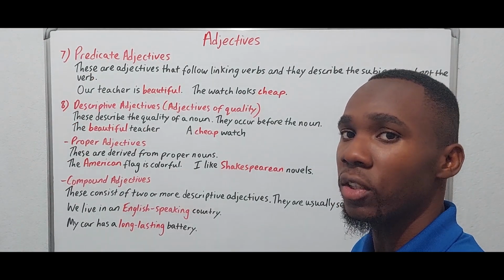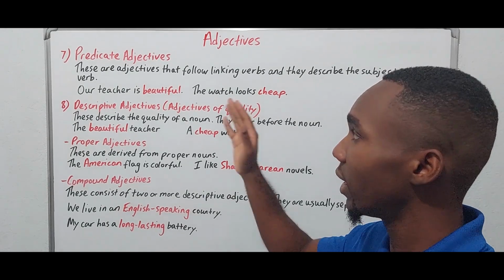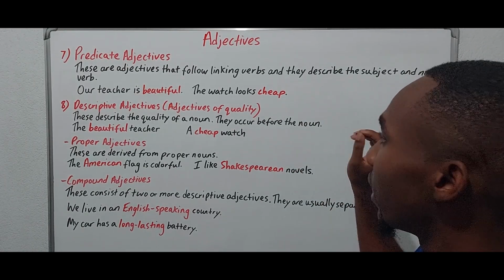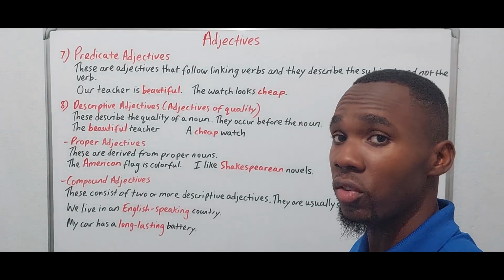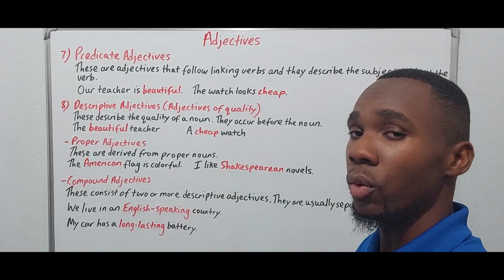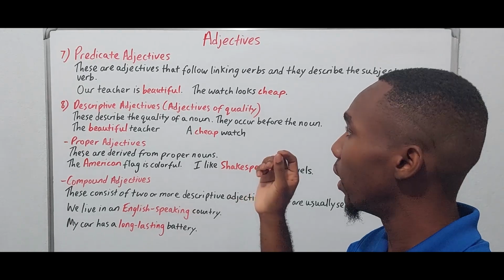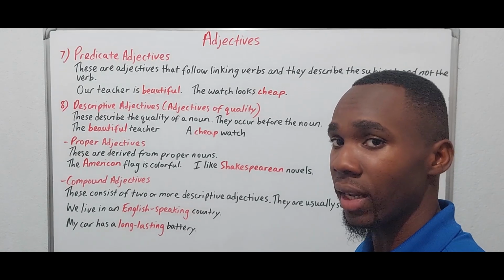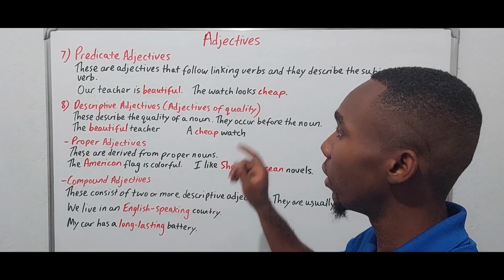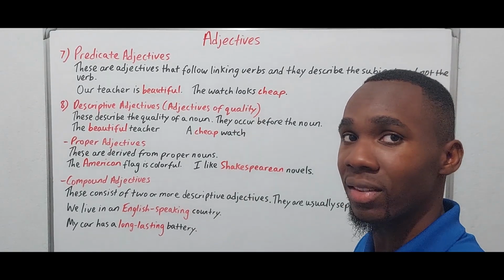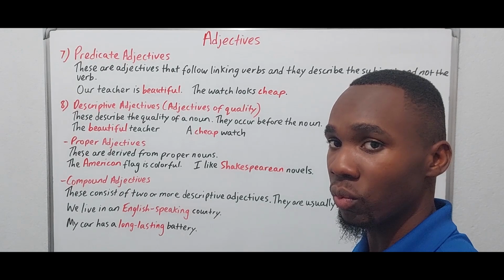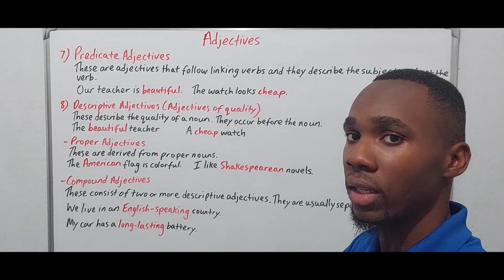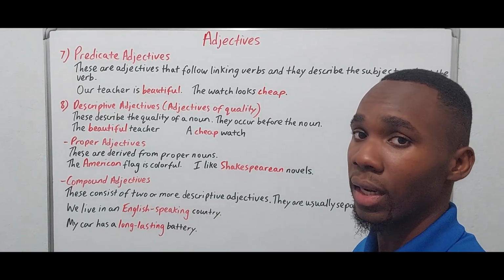So we move on to the final two types of adjectives. We have predicate adjectives. These are adjectives that follow linking verbs and they describe the subject and not the verb. So with linking verbs, we must use adjectives. However, with action verbs, we use adverbs. And I'm actually going to leave the link to the video that I did on action versus linking verbs. So linking verbs are verbs that describe the subject. They do not describe action. This is why we use adjectives with them. So any adjective that follows a linking verb is going to be called a predicate adjective.